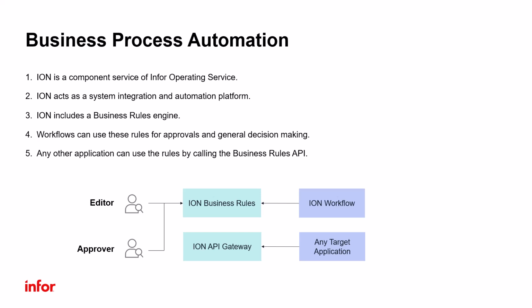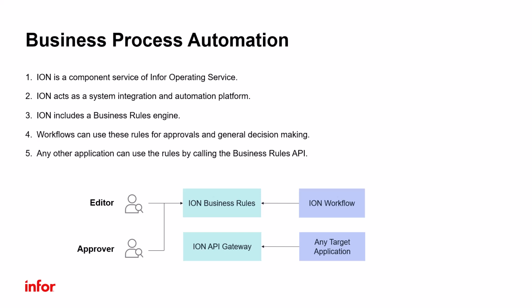That means workflows that you can also create in Ion can call these rules for approvals to decide based on several parameters, such as who should make certain approvals and just for general decision making, which can define rules for anything from pay scales to shipping rates, for example. And any other application can use these rules by calling the Business Rules API in our API gateway.